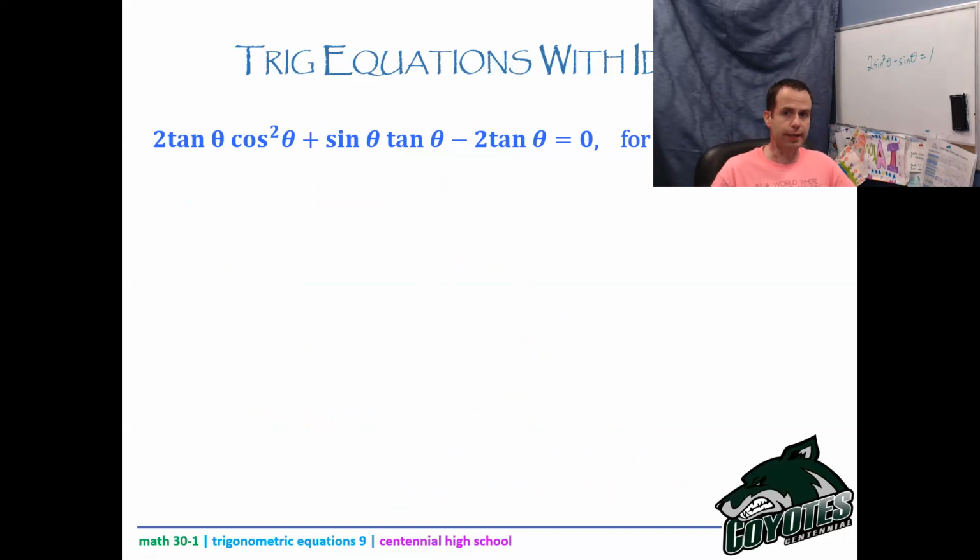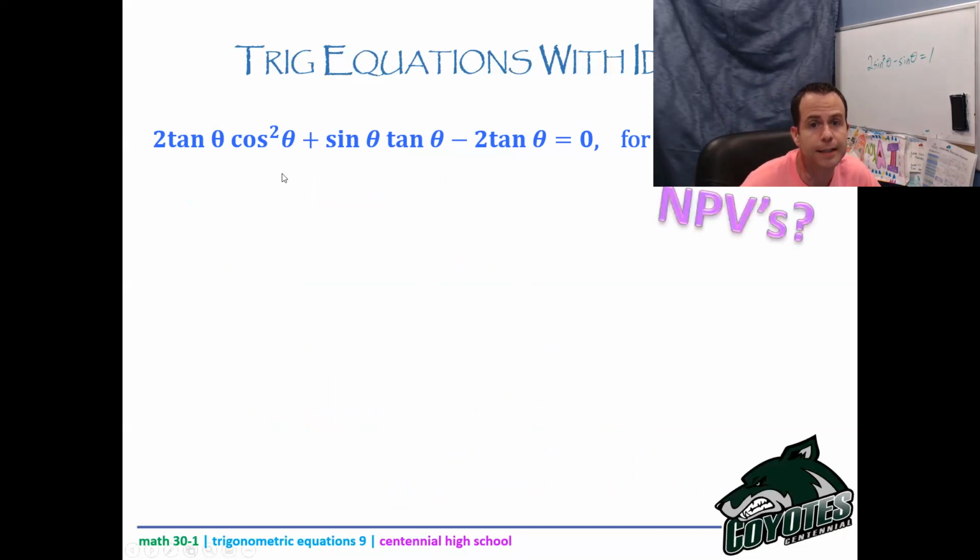Okay, next guy, we're looking at 2 tan of theta cos squared theta plus sine of theta tan of theta minus 2 tan of theta equals 0. Now, there's also a wonky domain going on here. Again, I'm going to ignore that for a few minutes. What to do here? Well, what do I see? Well, the first thing I want to ask myself is NPVs. Tan is involved here. Tan does have an NPV.